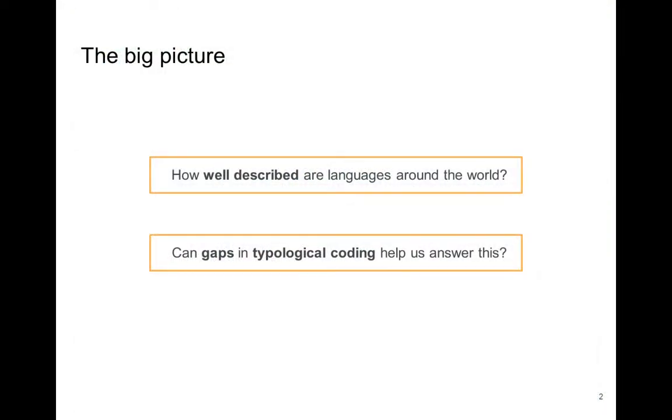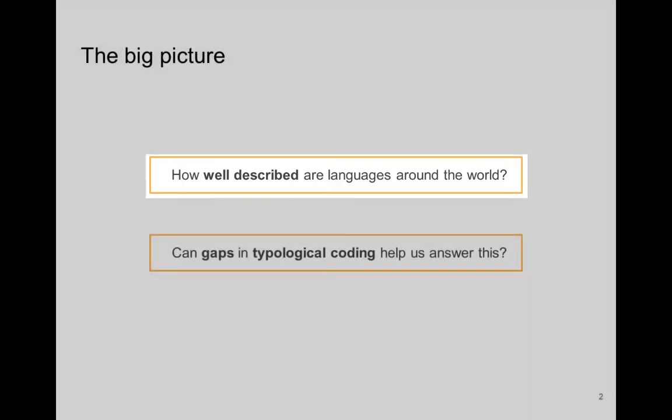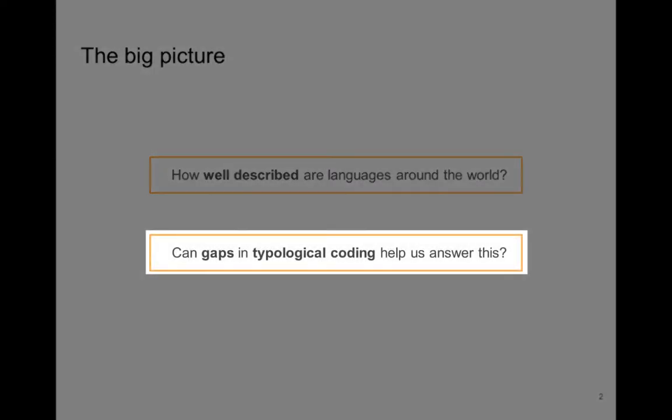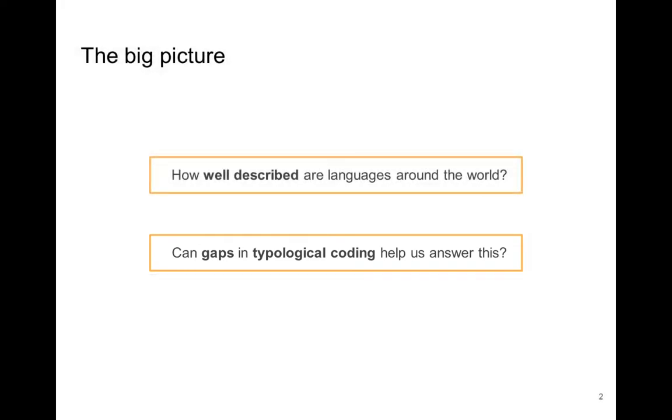In a very big picture sense, the questions that we are interested in are how well described are the languages around the world? And what can we learn about the description of languages around the world from the gaps that we find in typological coding?